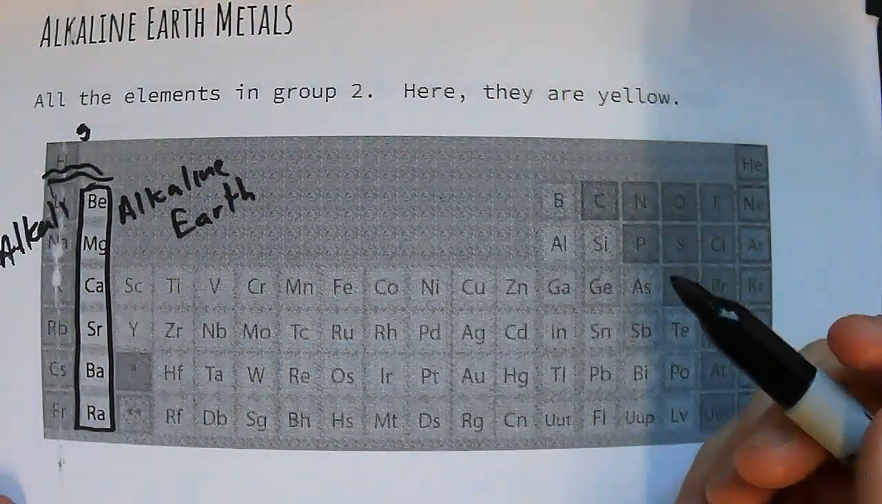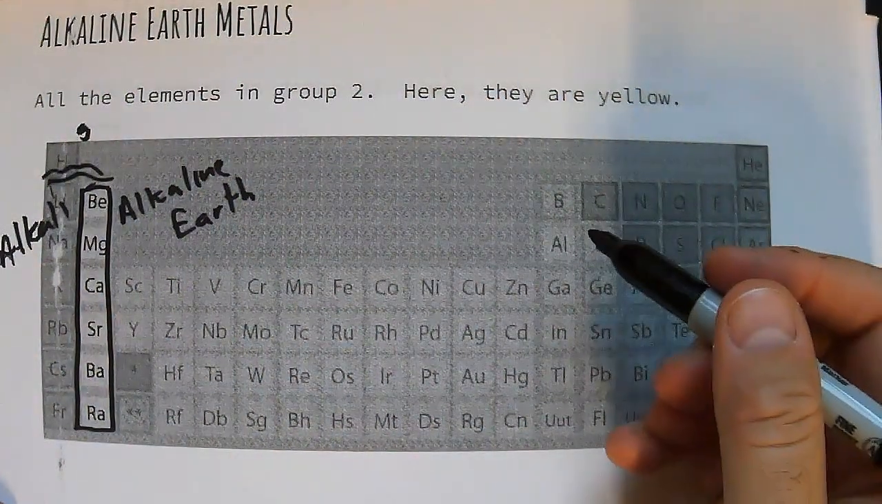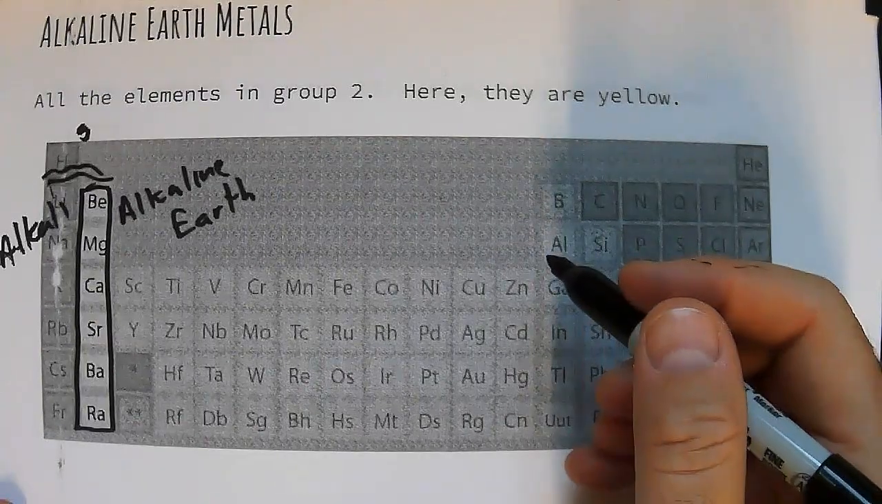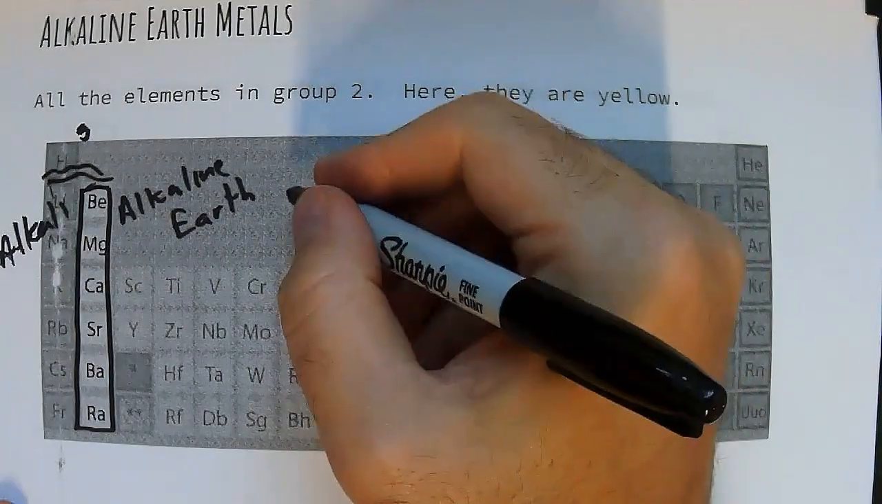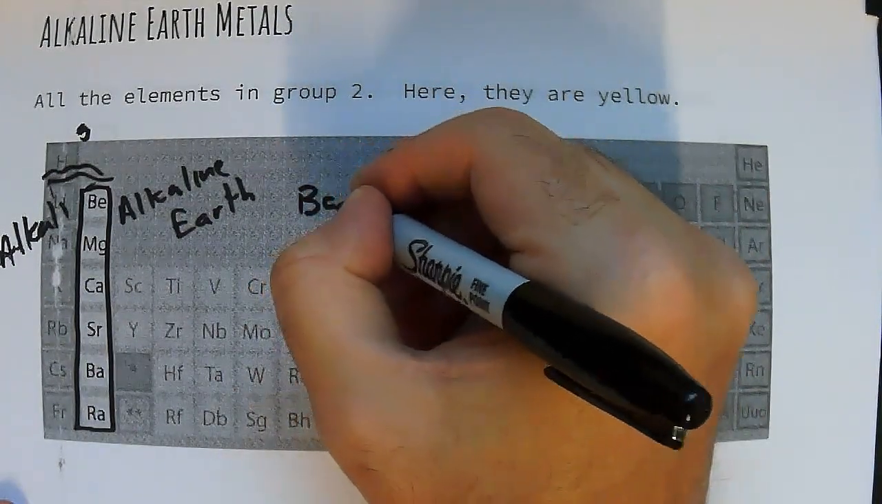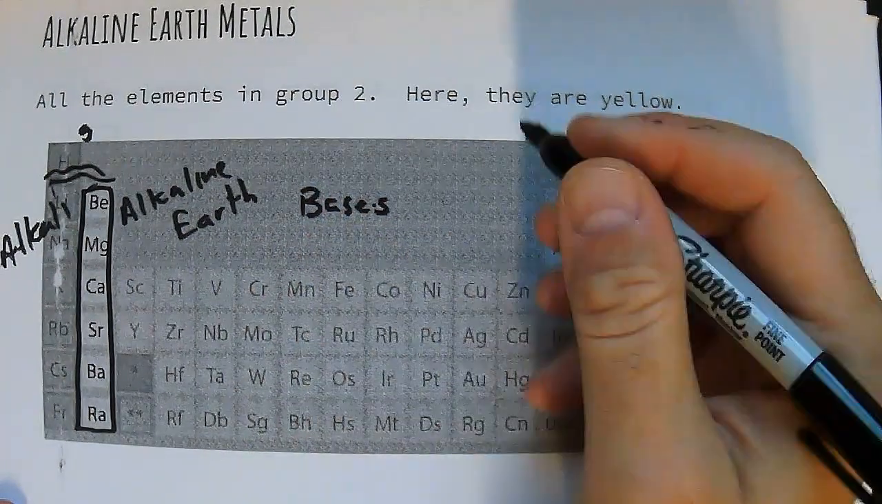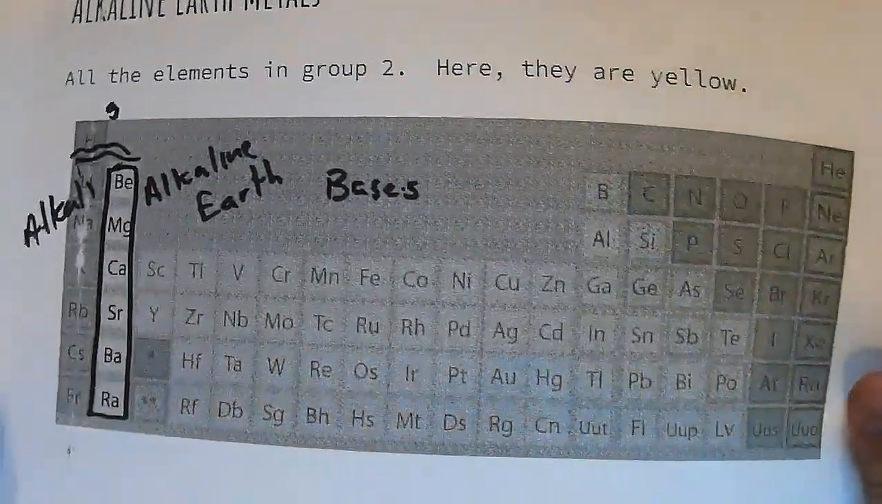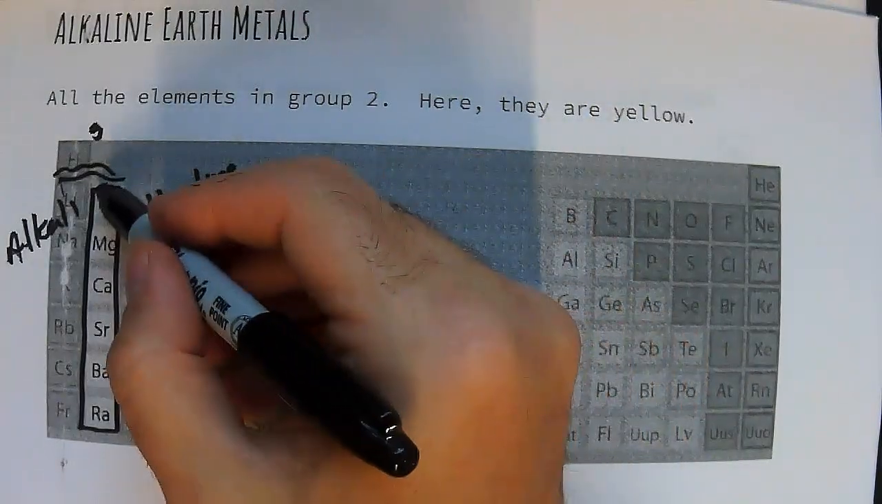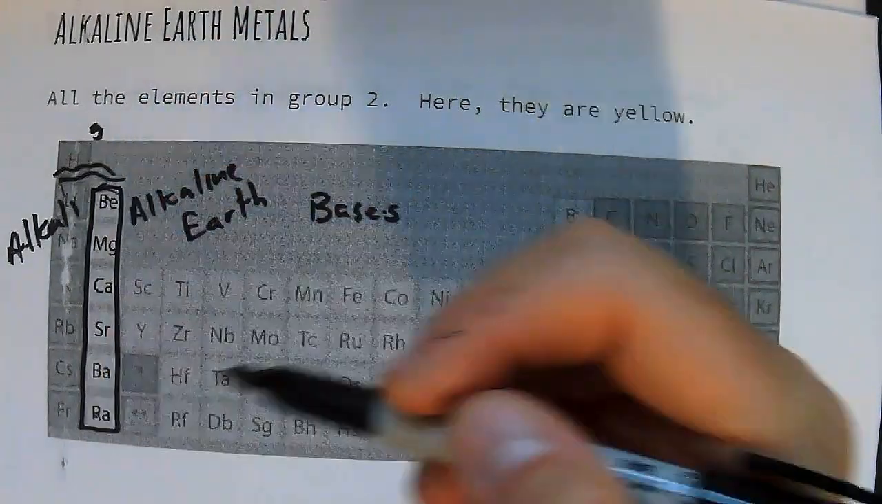So they have a lot of similarities. That's one of the things about the periodic table that's really neat. But alkaline earth metals are characterized because when they're mixed with water, these guys turn to bases. They become slippery and things like that. So the alkaline earth metals are beryllium down to radium.